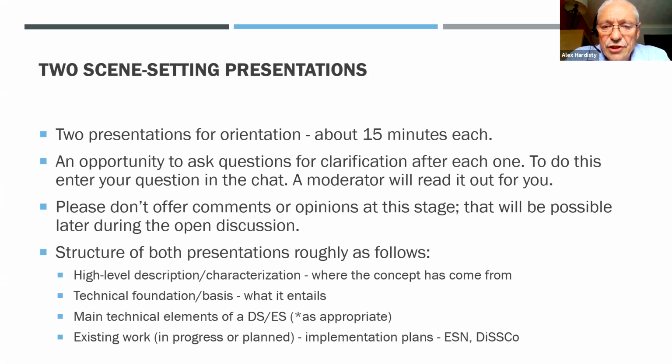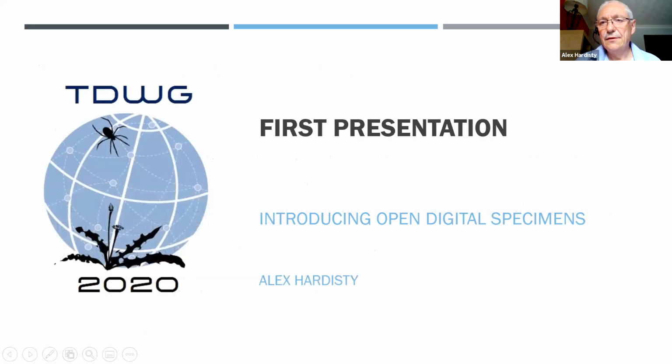The structure of both presentations is roughly as follows. They start with a high-level description and characterization of where the respective concepts have come from. They describe something of the technical foundation and basis of each of the concepts, the main technical elements of a digital specimen or an extended specimen as appropriate, and the existing work that's in progress or planned, including implementation plans for extended specimen network and DISCO. Okay, so let's turn to the first of these presentations, and this is by myself to introduce the open digital specimen concept.